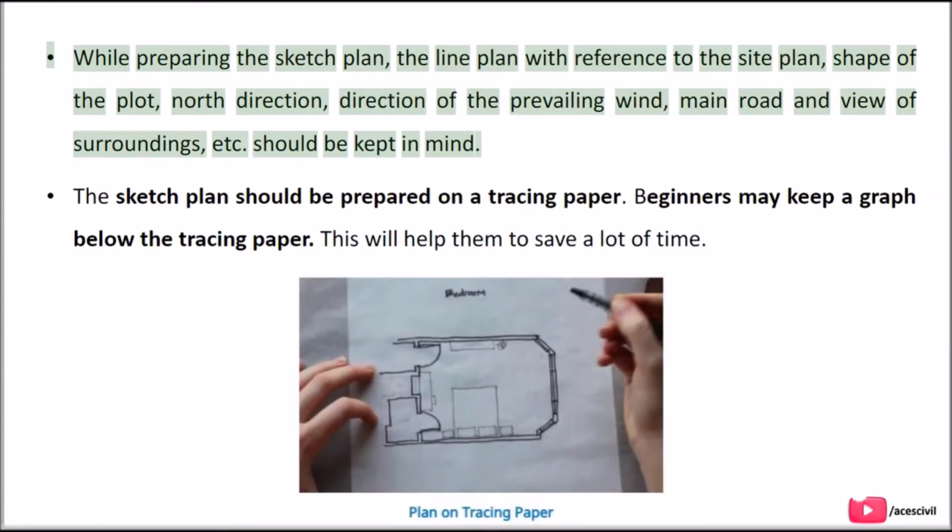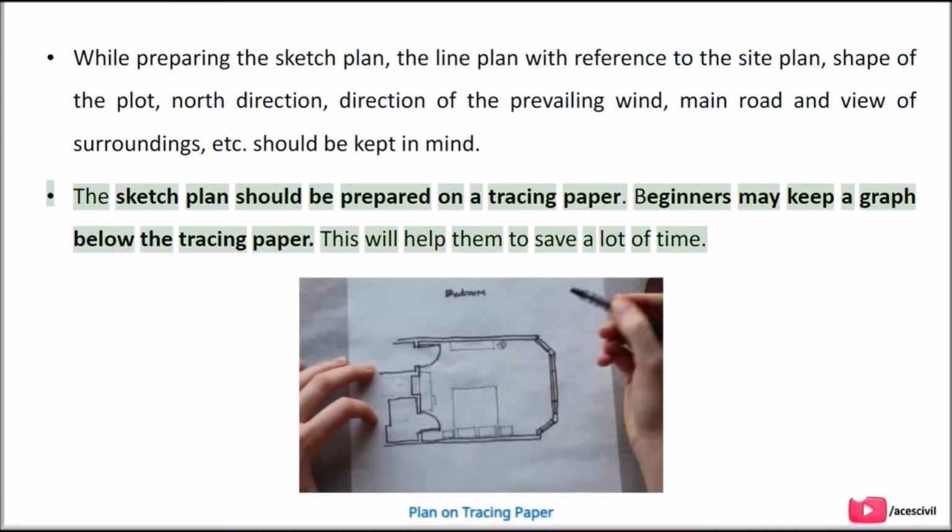While preparing the sketch plan, the line plan with reference to the site plan, shape of the plot, north direction, direction of the prevailing wind, main road, and view of surroundings, etc. should be kept in mind. The sketch plan should be prepared on a tracing paper. Beginners may keep a graph below the tracing paper. This will help them to save a lot of time.